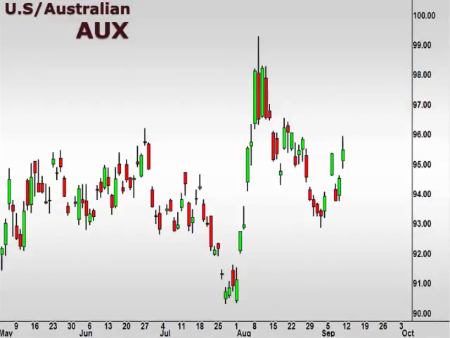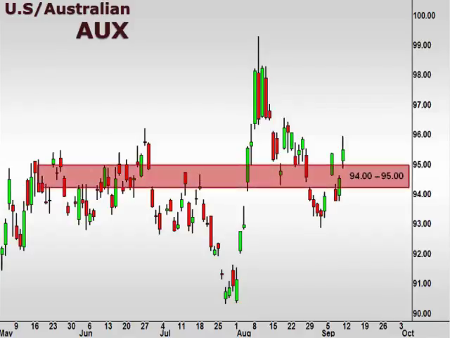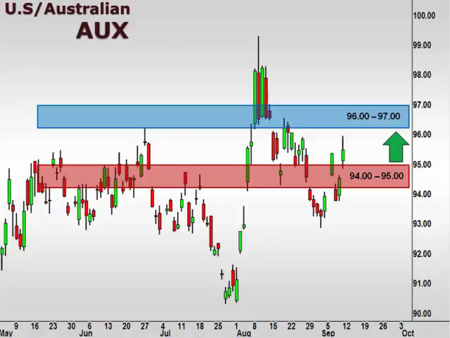Let's take a look at the US dollar versus the Australian dollar as seen here in the ISE FX Options pair value AUX. The AUX has broken a resistance level at the 94.95 zone. This level now becomes support. The next upside target sits at 96.97.